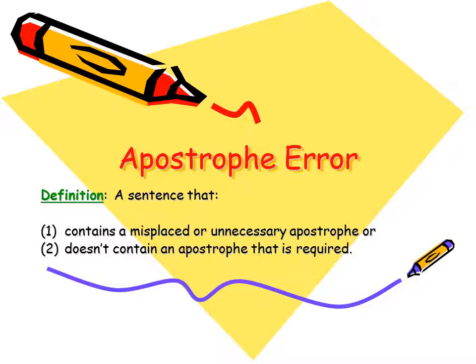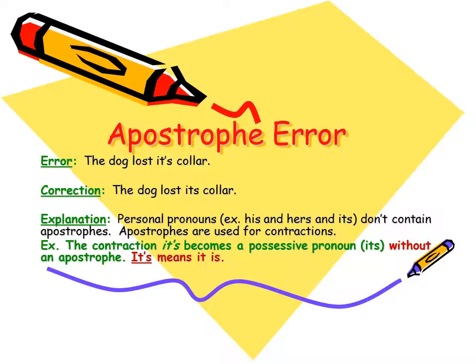The apostrophe errors are also very common. A sentence that contains a misplaced or unnecessary apostrophe, or one that doesn't contain an apostrophe that is required. These are a little more straightforward. The dog lost it's collar. That's what that reads, because the correct one would be the dog lost its collar with no apostrophe.